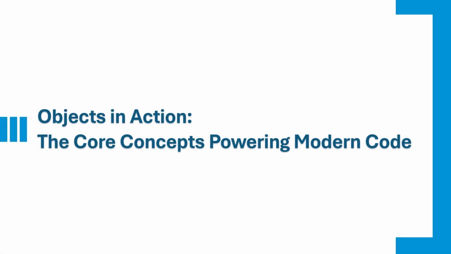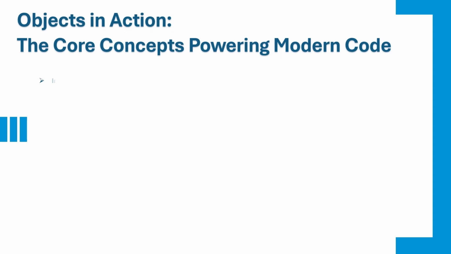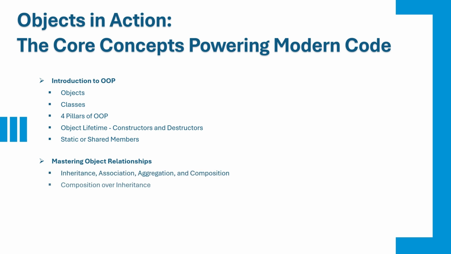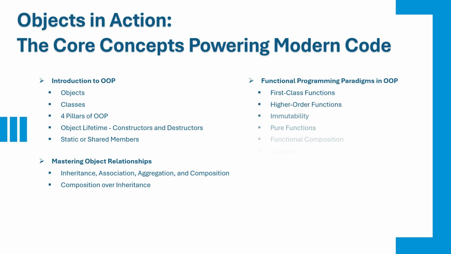Welcome to Objects in Action, the core concepts powering modern code. In this lesson, we're diving deep into the world of object-oriented programming, unpacking the fundamental concepts that shape modern software. From understanding objects and classes to mastering relationships like inheritance, aggregation, and composition, we'll also explore how functional programming fits into the object-oriented paradigm. By the end, you'll have a clear view of the tools and techniques that drive clean, efficient, and scalable code. Let's get started.